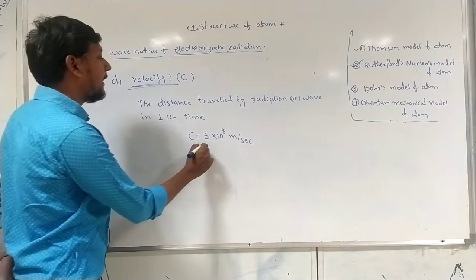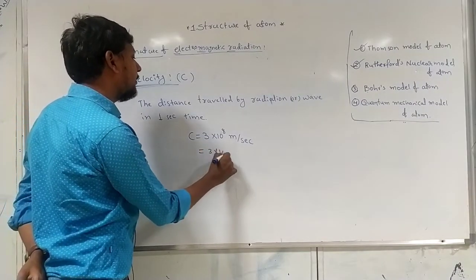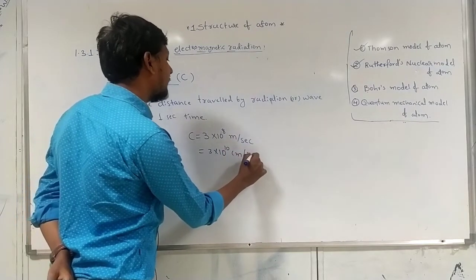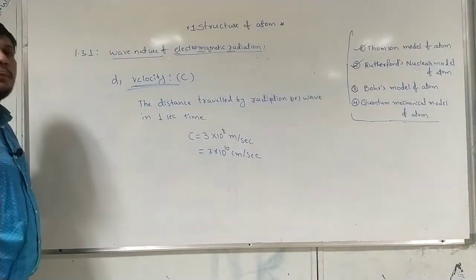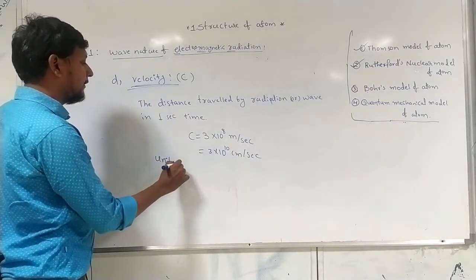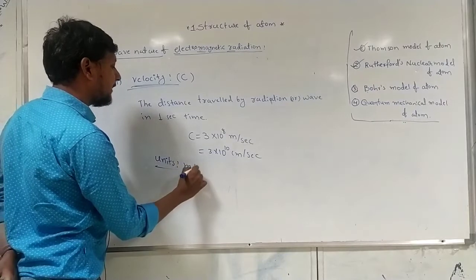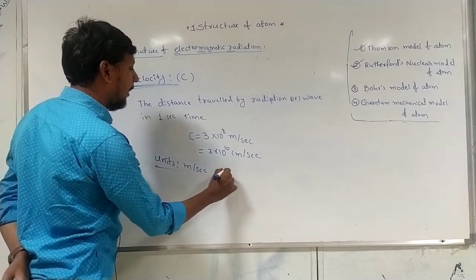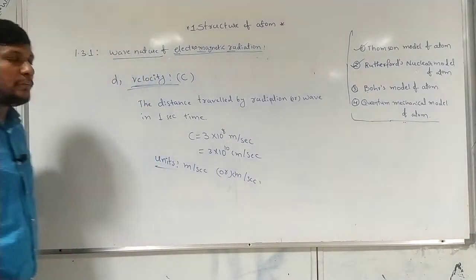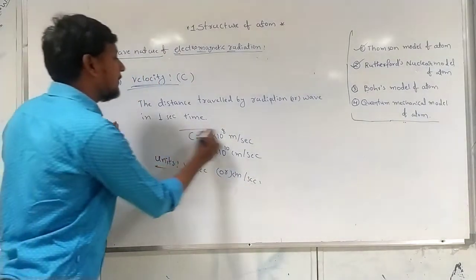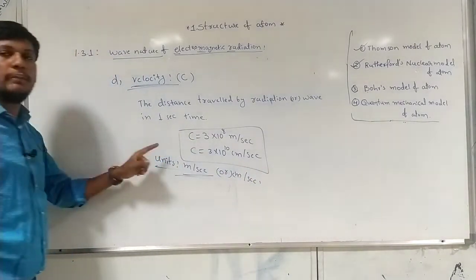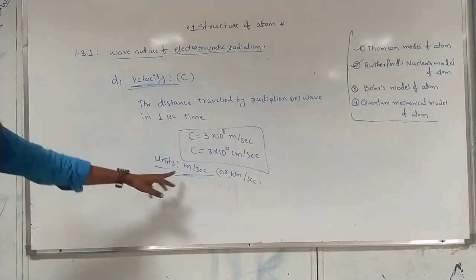It can also be written as 3 into 10 to the power 10 centimeter per second. Here the units are meter per second or centimeter per second. You have to remember this value and these units also. The velocity of light is equal to that value and these units.